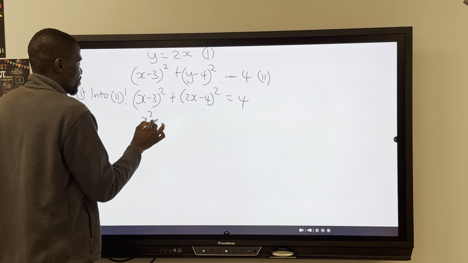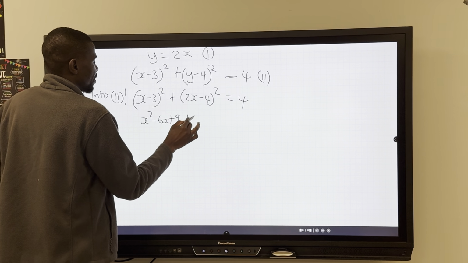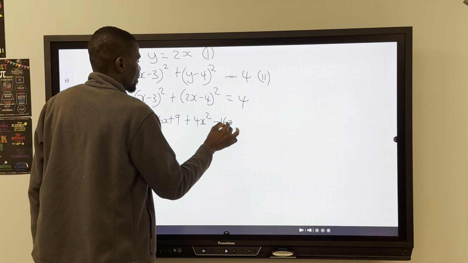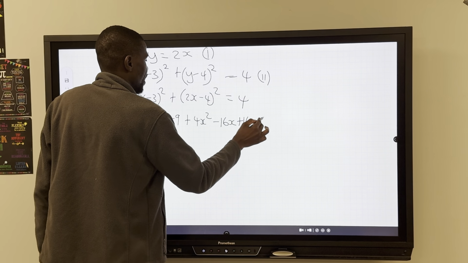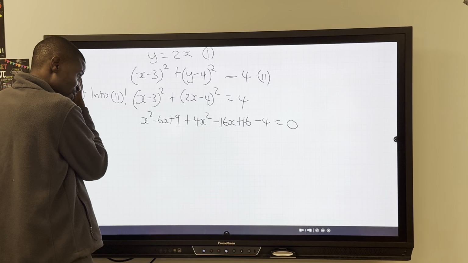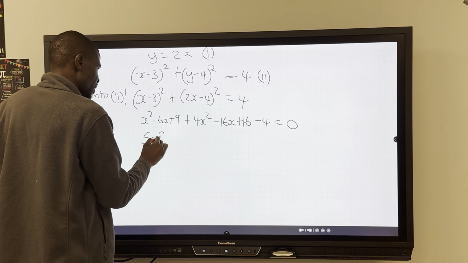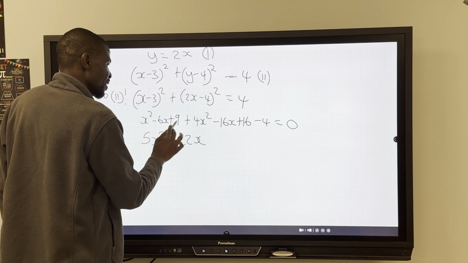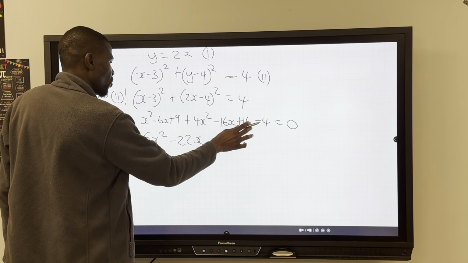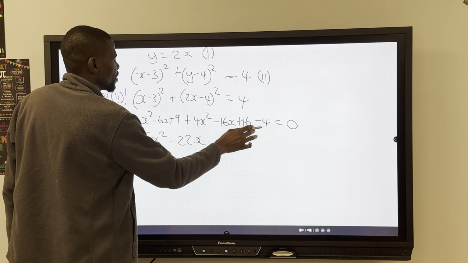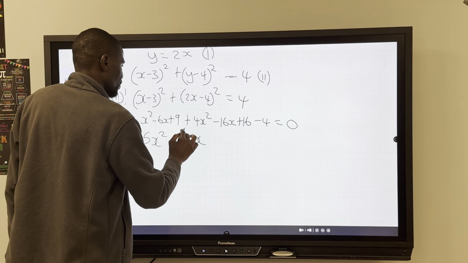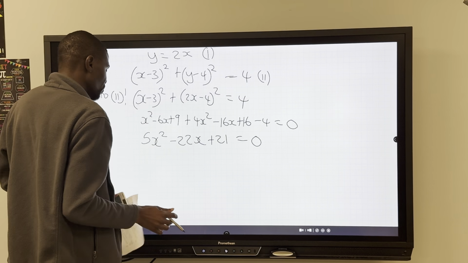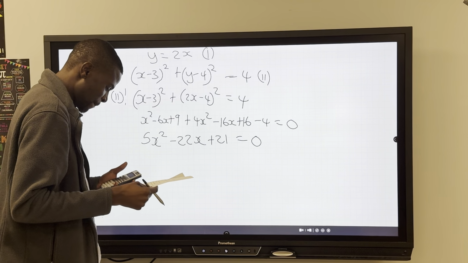So x squared minus 6x plus 9 plus 4x squared, 4 times 2x, 8x, minus 16x plus 16, minus 4 equal to 0. So this and that, it's 5x squared, negative 6 minus 16, minus 22x, 9 plus 16 minus 4, that's 21. So plus 21 equal to 0, right?